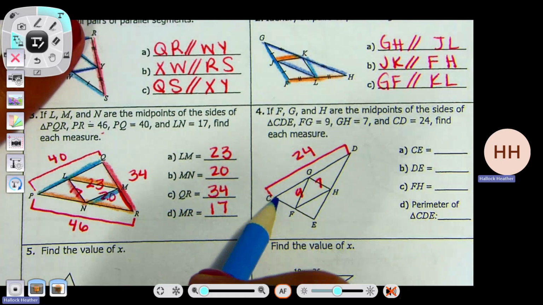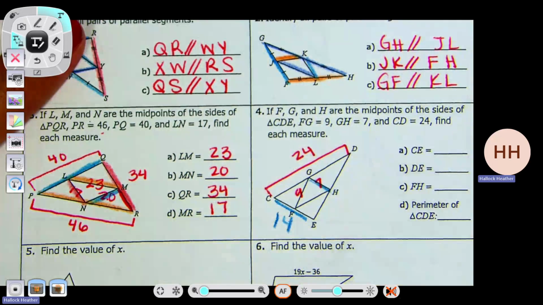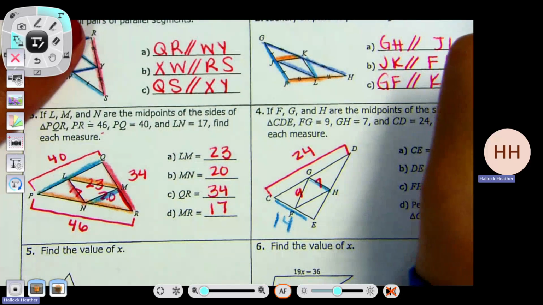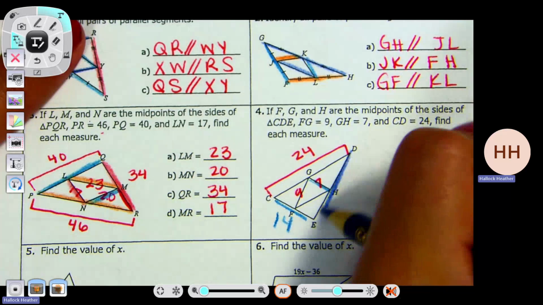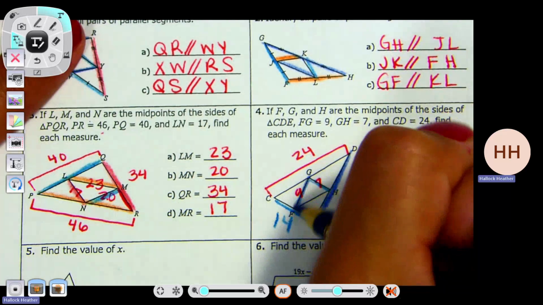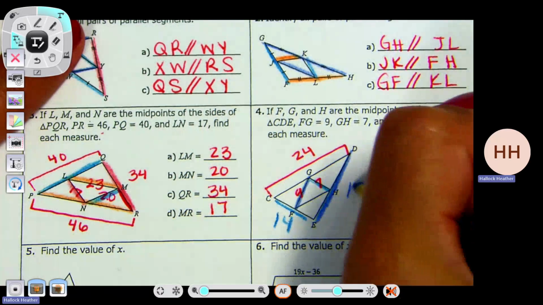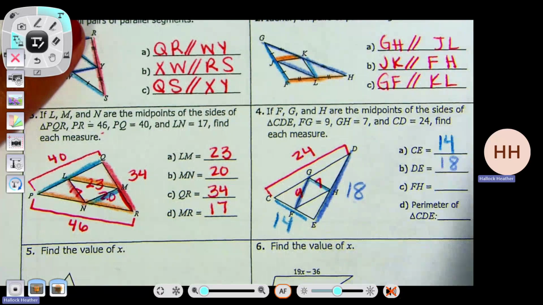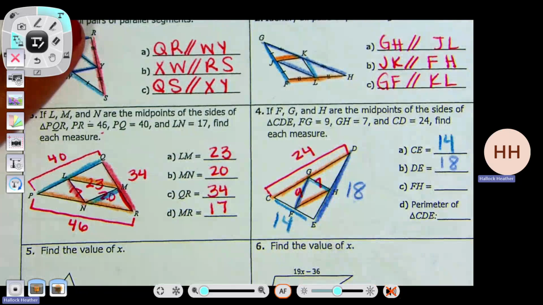Okay, so how much is CE? 14, good, because I had to double it to go out, so that's 14. For DE, that's here. So that matches with 9. I have to double it to go out, so how much is that? 18. Perfect. FH is the little piece on the inside, so I'm not doubling it. I'm cutting it in half because it's going in. So how much is that?